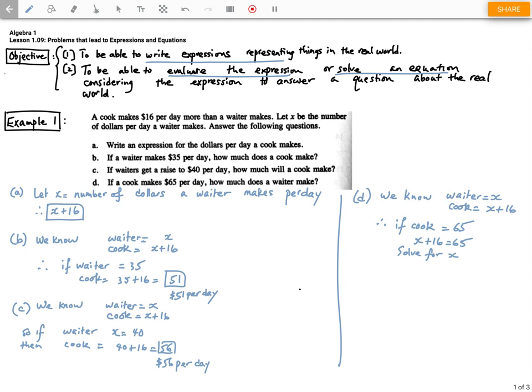So you transform the equation, so minus 16 on both sides. So X equals 65 minus 16. X equals 49. So the waiter makes $49 per day.